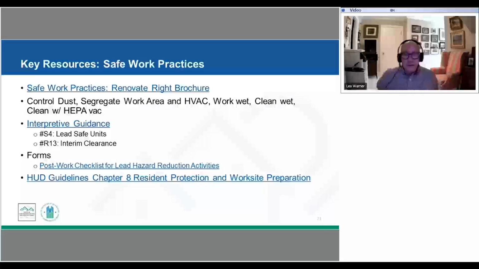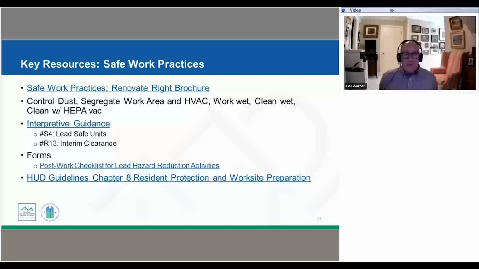So some of the key resources on that, we mentioned the Renovate Right brochure, very helpful, and I actually found it to be a very interesting read, even though years ago I went through some of this training. If you're not familiar with that, I would suggest that you take a look at that. We're going to be talking about some of our resources. So in the HUD guidelines, there are chapters specifically about each of our key steps in dealing with lead paint.